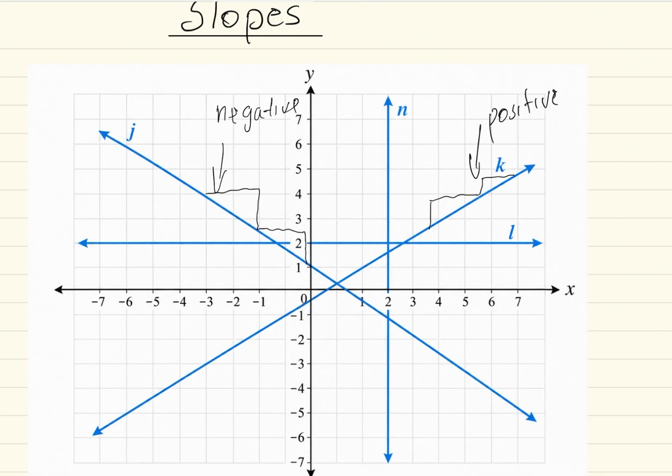And then we have the vertical line, which is considered undefined because we're going to be dividing by 0. And then we have the horizontal line right here, line L, and this is essentially a slope of 0.